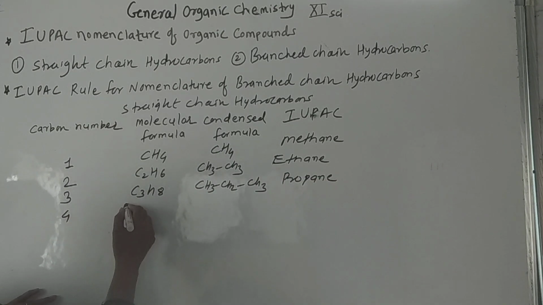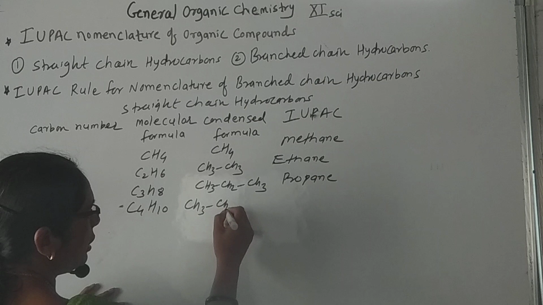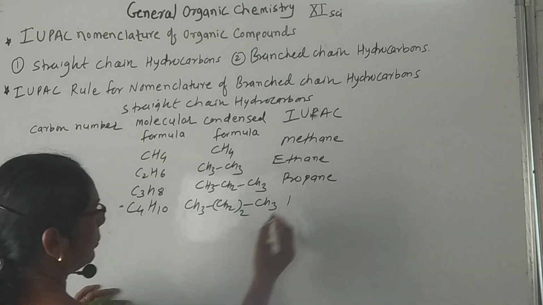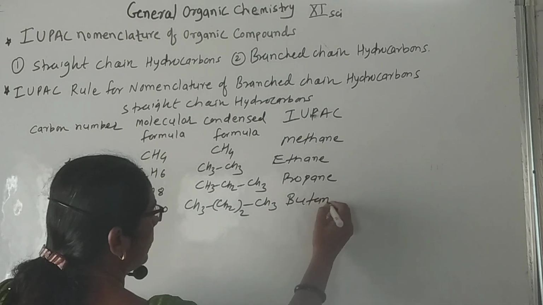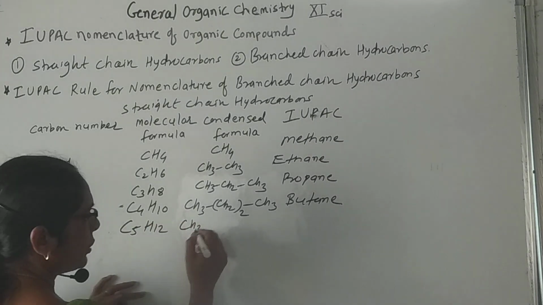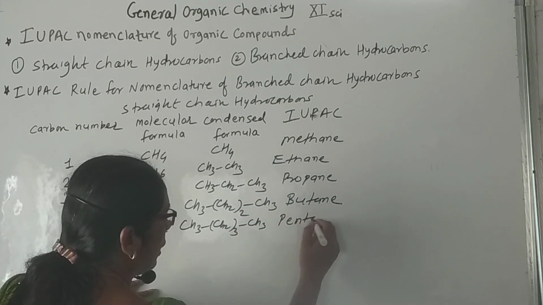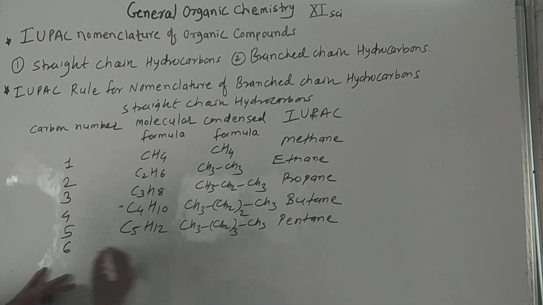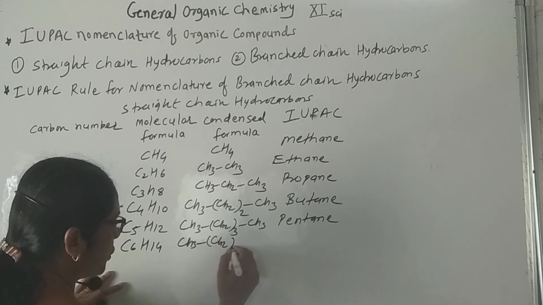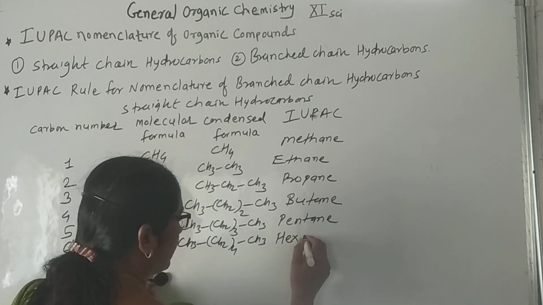Then carbon number 4, C4H10, CH3, CH2 twice, CH3. One CH2 group is increased, so it is butane. Carbon number 5, C5H12, CH3, CH2 thrice, CH3, pentane. Carbon number 6, C6H14, CH3, CH2 four times, CH3, then it is hexane.